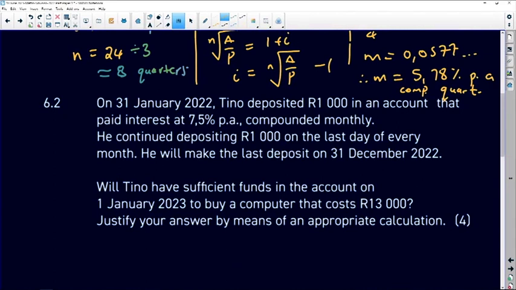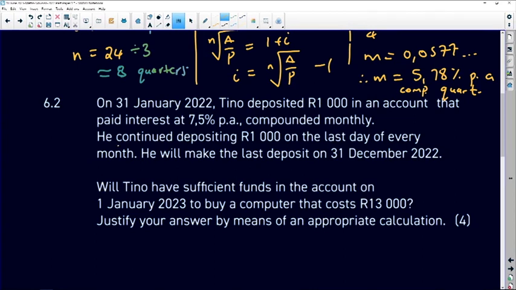Now, the next question is saying to us, on the 31st January 2022, Tino deposited 1,000 rands in an account that paid interest at 7.5% per annum, compounded monthly. He continued depositing 1,000 on the last day of every month. He will make the last deposit on the 31st of December. Will Tino have sufficient funds in the account on the 1st of Jan 2023 to buy a computer that costs 13,000 rands? Justify your answer by means of an appropriate calculation.